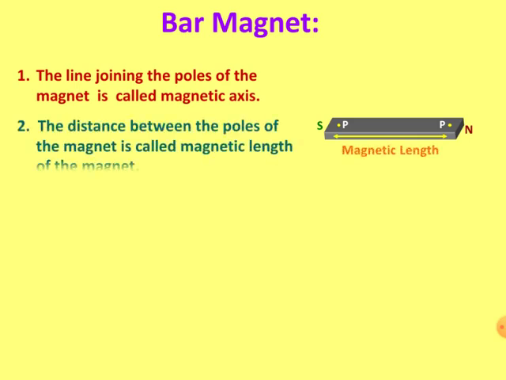Now the distance between the two poles of a magnet, we call that the magnetic length of the magnet. This magnetic length is less than the actual length of the bar magnet. The actual length of the bar magnet we call the geographic length. Okay, so let's see.